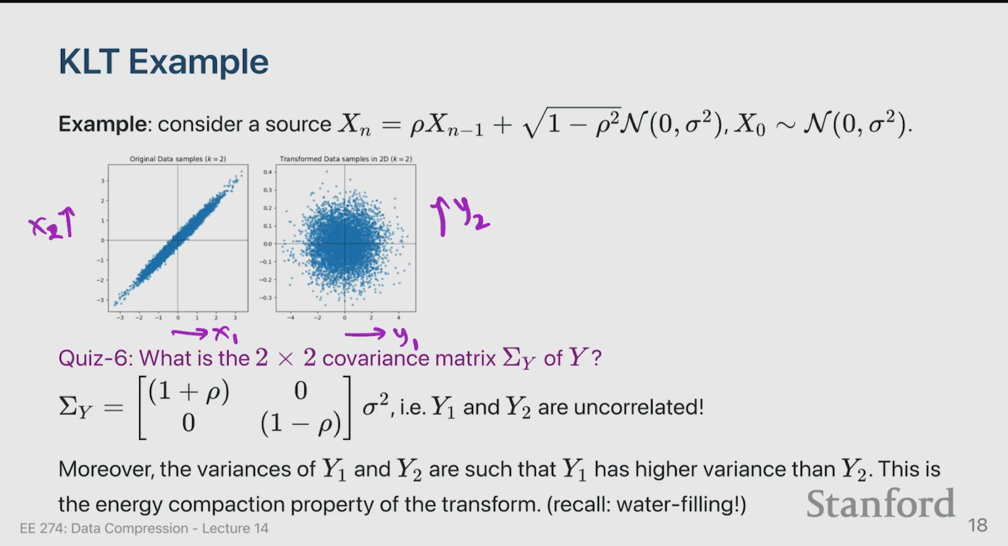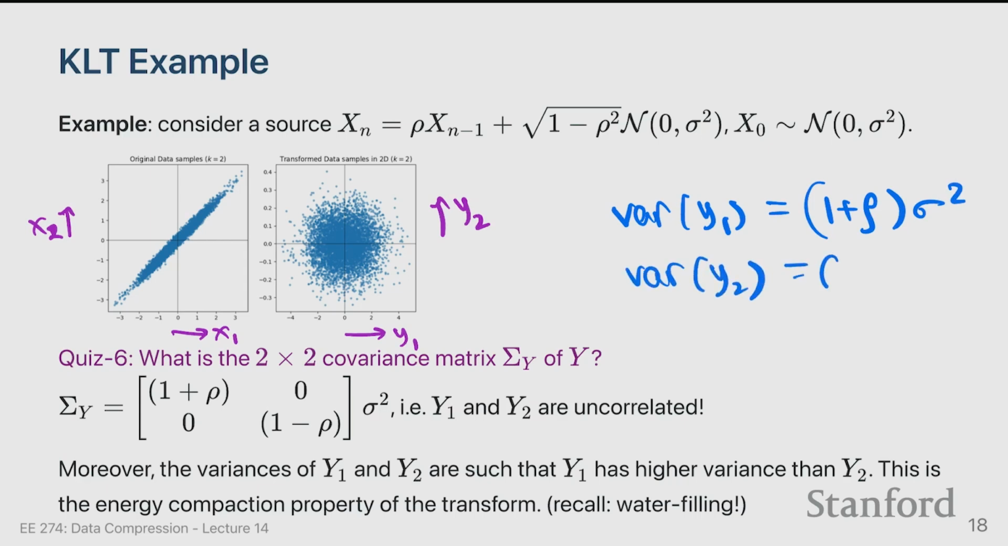And another thing it did was it actually spread it out on different scales, right? If you're familiar with linear algebra, or actually you can just look at these terms, your variance in y1 is just going to be 1 plus rho sigma square. Similarly, your variance in y2 is going to be 1 minus rho sigma square.